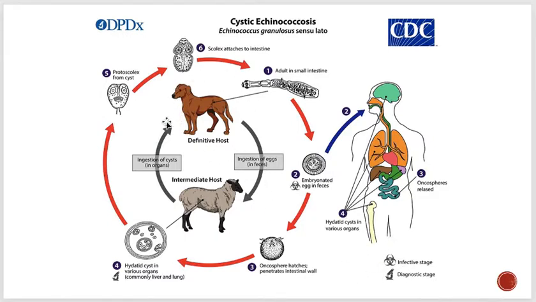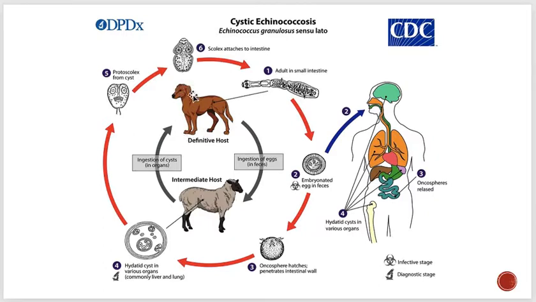The dogs, foxes and wolves are the definitive hosts, and then there are intermediate hosts, which are the other animals, and it can also infect humans, okay? So it has two hosts to complete its life cycle.